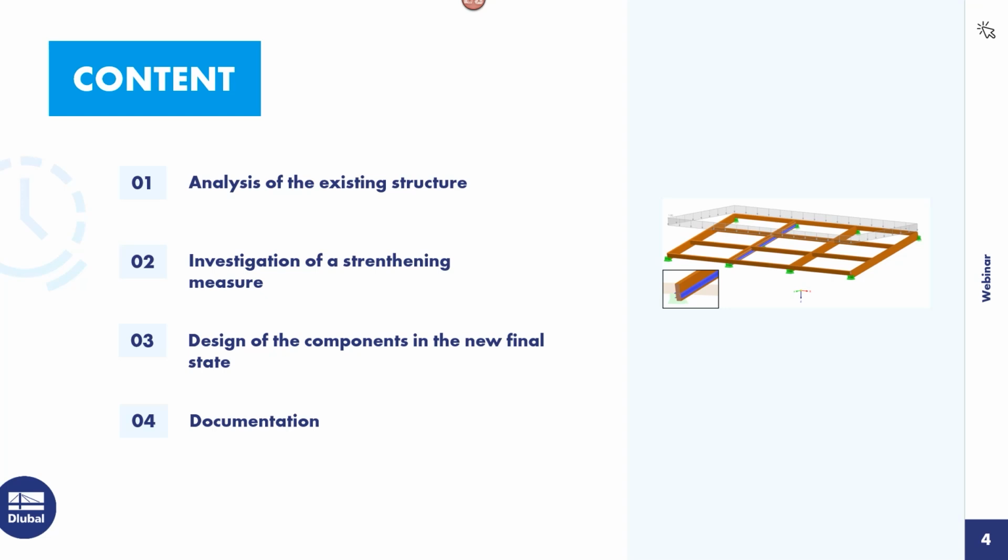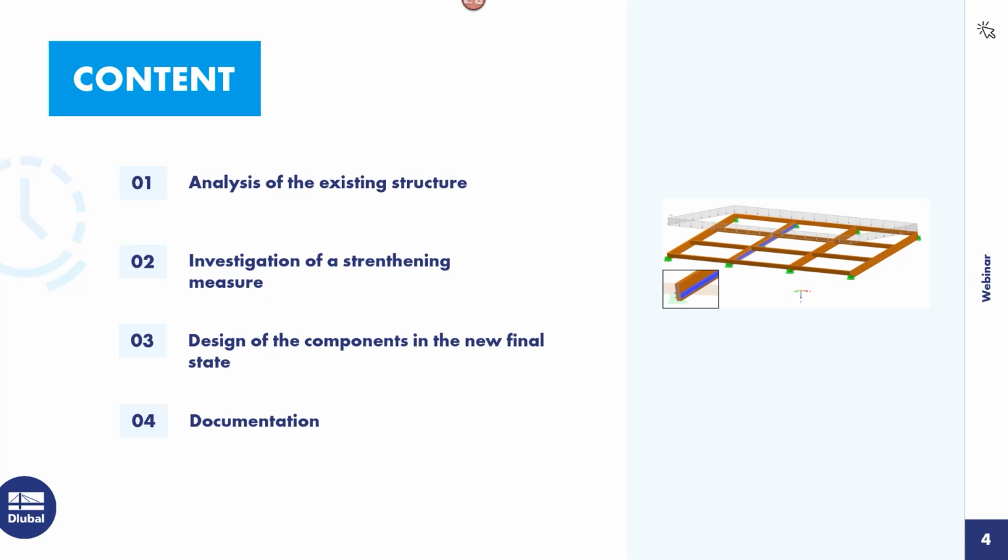For this, I prepared an existing roof structure, where we want to apply additional load, and where we have to take a look at the design checks to see if it is possible to apply this additional load or not. If not, then we have to find a solution so that the design checks are okay also with this new load.